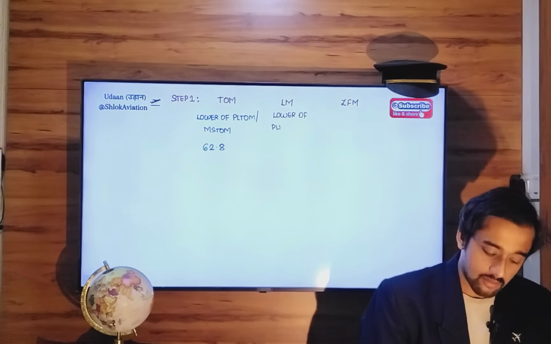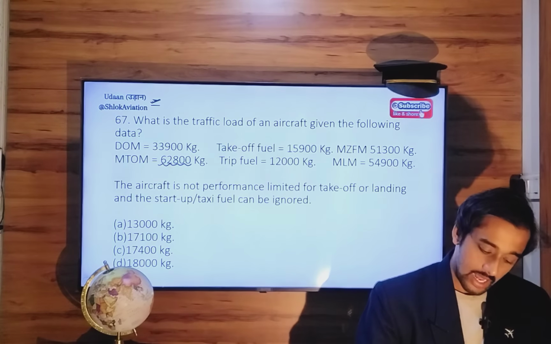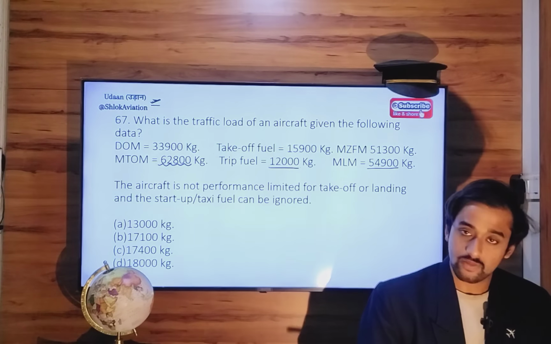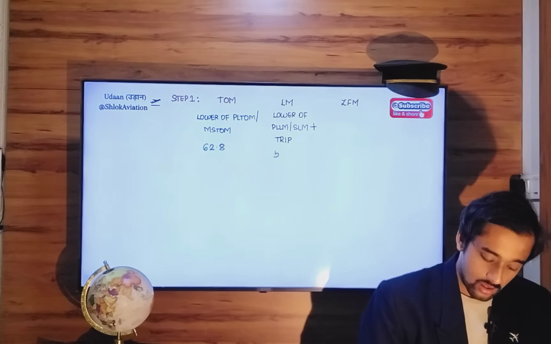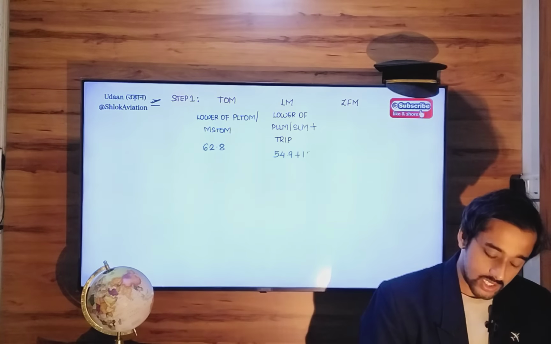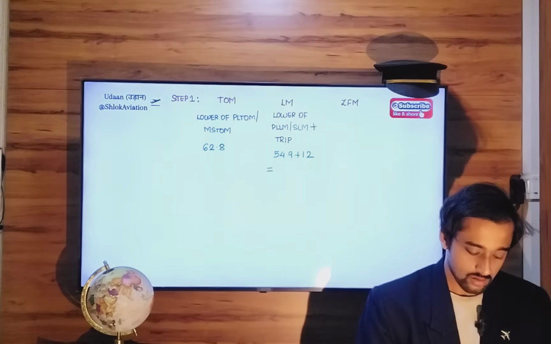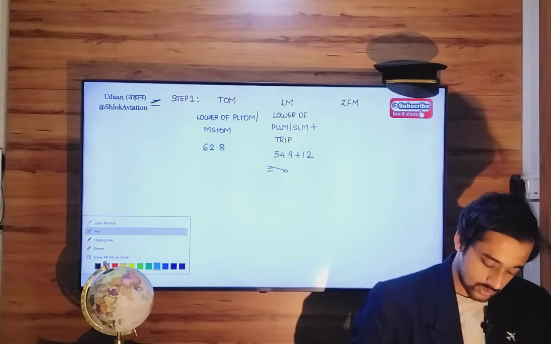In the landing mass column, the value is the lower of performance limited landing mass and structural limited landing mass, plus trip fuel. So landing mass is 54.9, trip fuel is 12. So 54.9 plus 12 is equal to 66.9.